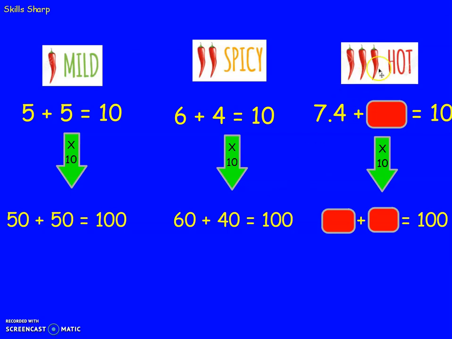Let's take a look at hot. 7.4 plus something equals 10. So we're using the decimal point here. So 7.4 plus 2.6 would equal 10. If we multiplied this whole sum by 10, we would have 74 plus 26 equals 100. Give yourself a tick if you got those right.